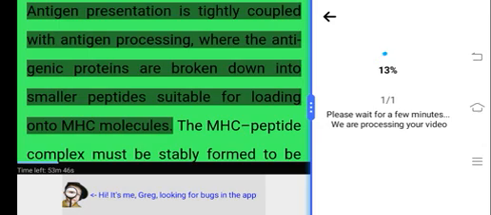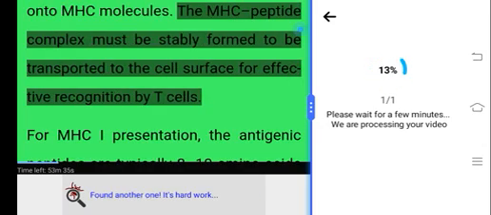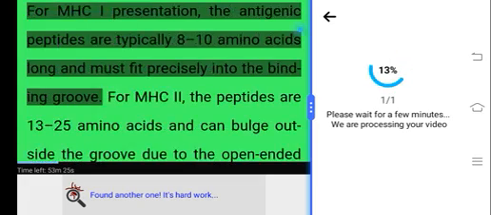Antigen presentation is tightly coupled with antigen processing, where the antigenic proteins are broken down into smaller peptides suitable for loading onto MHC molecules. The MHC-peptide complex must be stably formed to be transported to the cell surface for effective recognition by T cells.